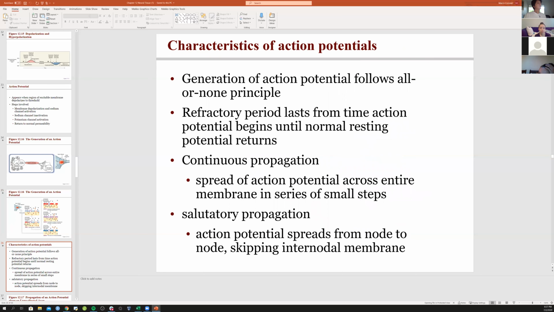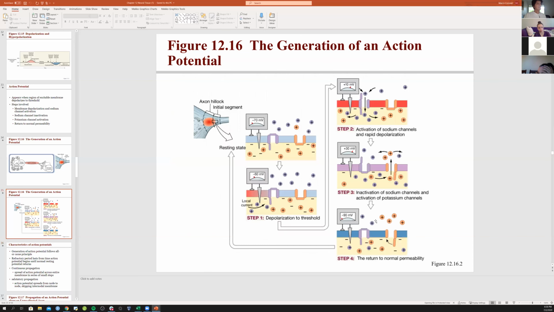Okay, so a characteristic of action potential generation is the all-or-none principle. Either you reach the threshold for firing or not. Refractory period: it's a period during which you can't fire an action potential until the previous action potential is complete. And why is this? In part it's because of the cell reaching negative 90 millivolts.